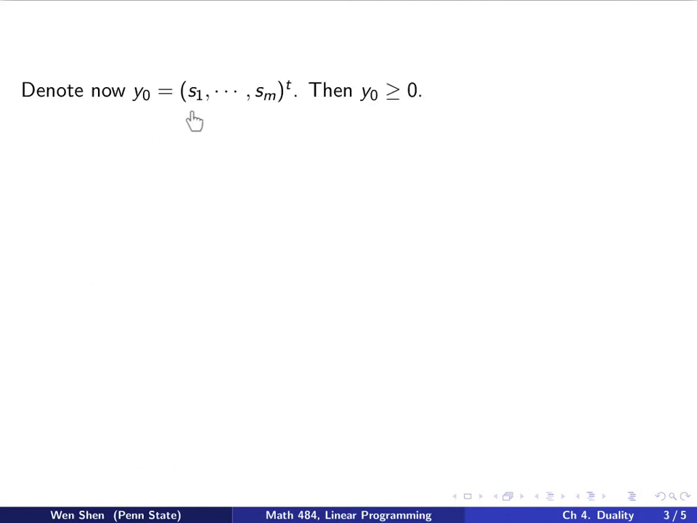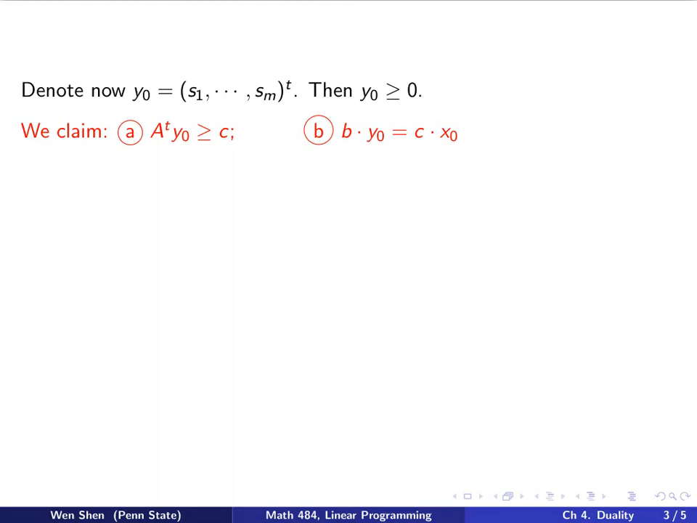The coefficients s here are the ones for the slack variables. Now we're going to form a vector, which we call y naught. That's simply collecting s1 to sm transpose, so this is a column vector. We know from the discussion on the previous page that all of these are non-negative, so it's bigger than or equal to 0.